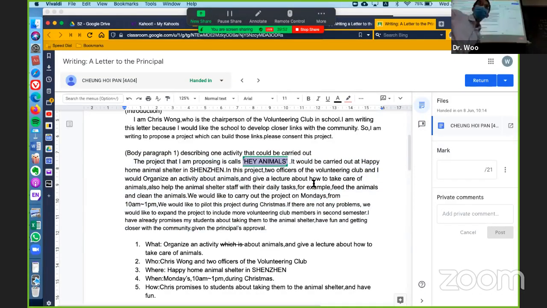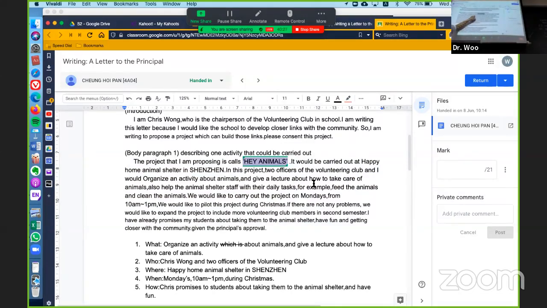Okay, let's go back to the idea of logical order. Repeat after me, logical order. Okay, this is a good start. It has a name. But I have no idea what it is. So do you see, the project I'm proposing is called Hey Animals. The project will be carried out at Happy Home Animal Shelter Shenzhen. What is it? I actually don't know what it is.